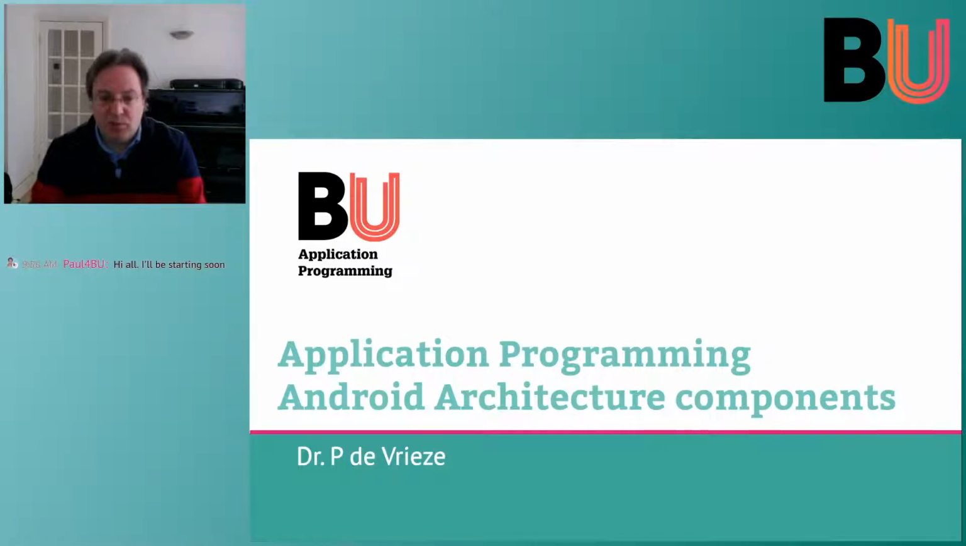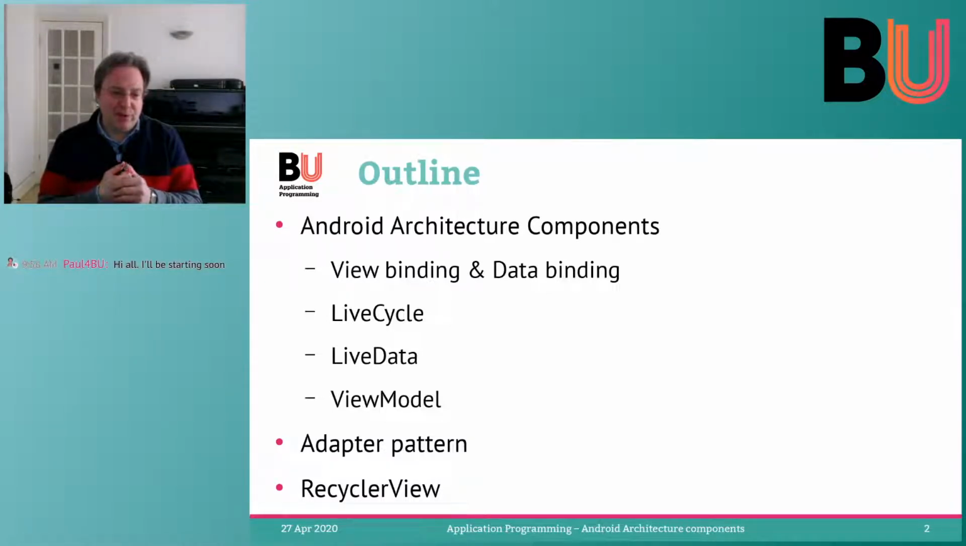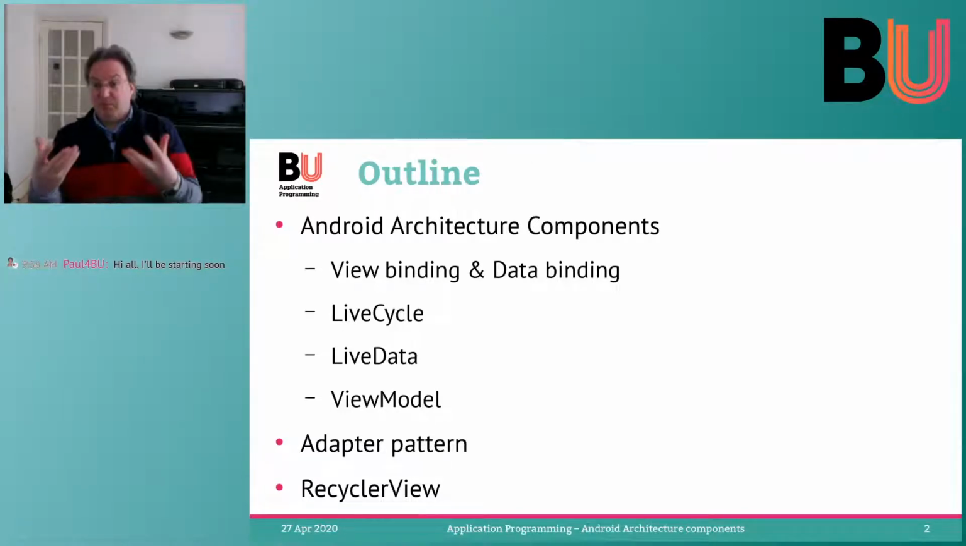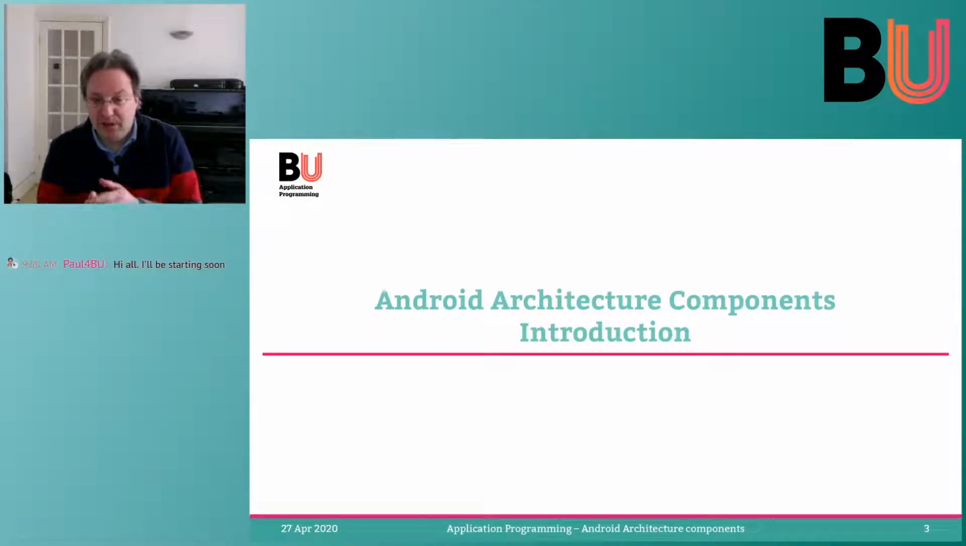Today we're going to look at the Android architecture components. So what is this all about? First, I'm going to talk about the architecture components. We'll talk a little bit about things like view binding and data binding. And we're talking about life cycles, live data, and view model. Those are particularly architectural patterns that Android provides to make the developer's life a little bit easier. It's not mandatory, but it can make it really better. And there's the adapter pattern that this time I will actually give before I go into recycler view, which heavily depends upon that pattern. So without further ado, let's go to the architecture components.